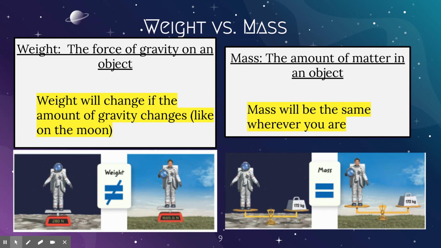Mass is the amount of matter, the amount of stuff in an object. The amount of stuff that's in me is not going to change whether I'm on Earth, on the moon, or on Jupiter. So mass is going to stay the same, and remember, we measure mass in grams or kilograms. But weight is going to change because that just depends on how much gravity is pulling on you. And we're going to do an activity later with this.